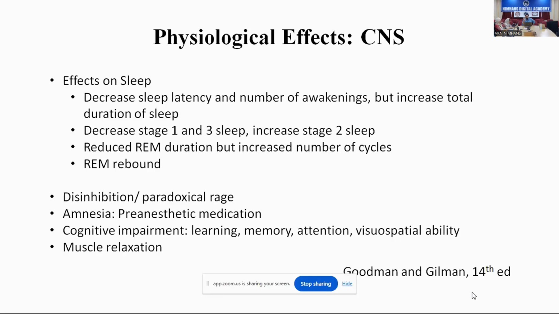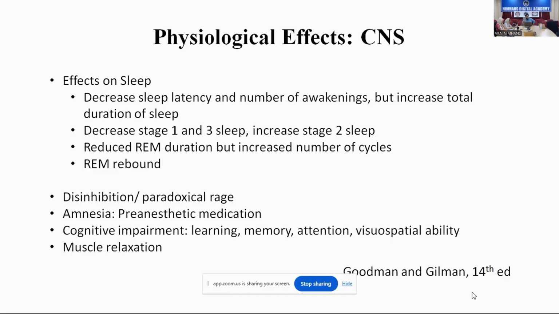The other important thing is that it reduces the time you spend in deep sleep. According to the new architecture of sleep, N1, N2, and N3, if you look at the N3 part, which has stages 3 and 4 of your NREM sleep, benzodiazepines actually reduce that part. So benzodiazepines are not known to cause very deep sleep, but they are known to cause prolonged sleep. And obviously it causes a REM rebound.